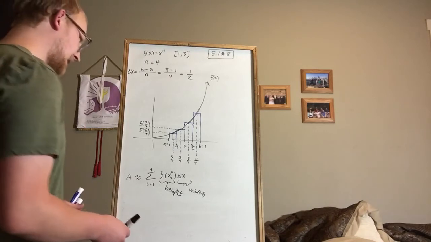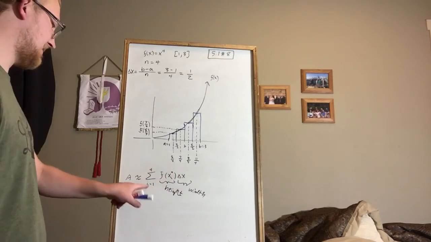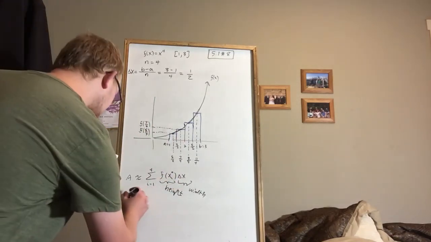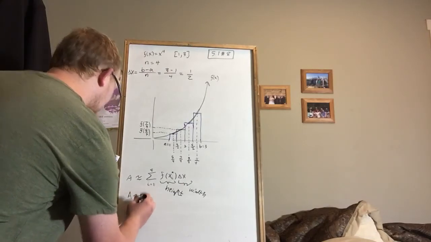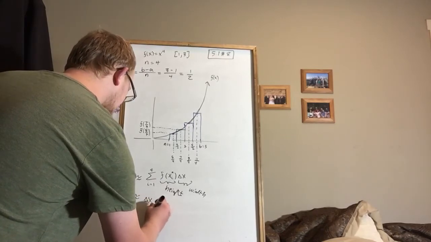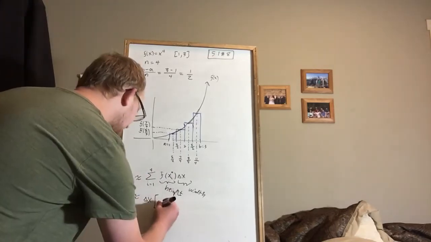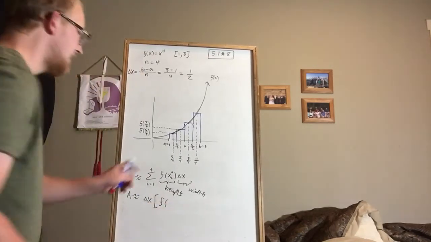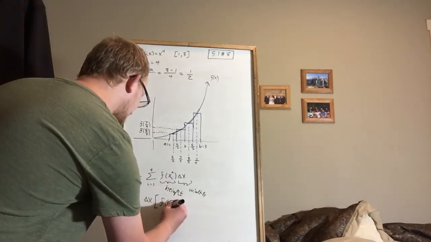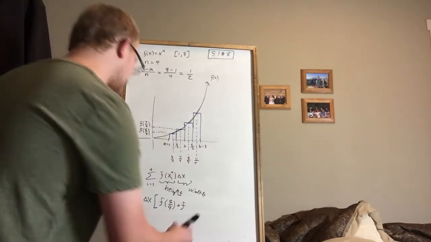Alright, so how do we write this out? Well, because delta x has nothing to do with this specific sum, it's constant, we can pull it up. So the area is approximately equal to delta x, and here we can start our sum. So our first term is going to be f of x1, and x1 we decided was the midpoint here, 5/4. So f of 5/4. The second rectangle height is f of 7/4.